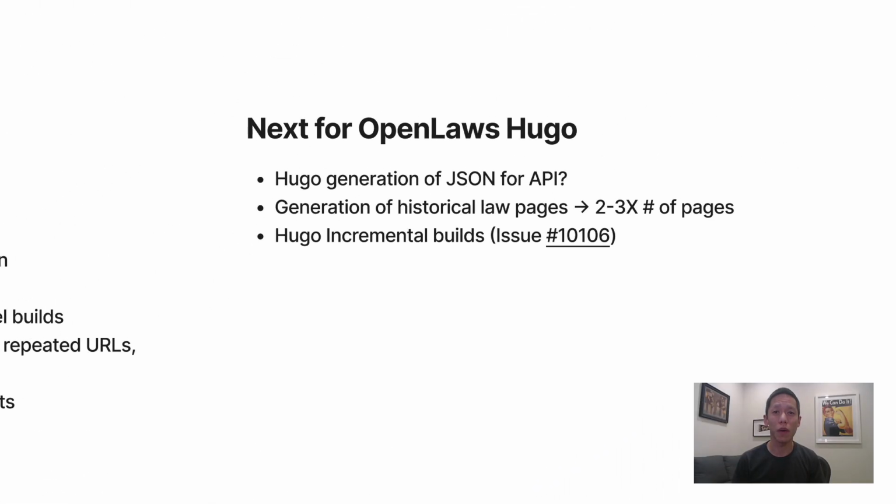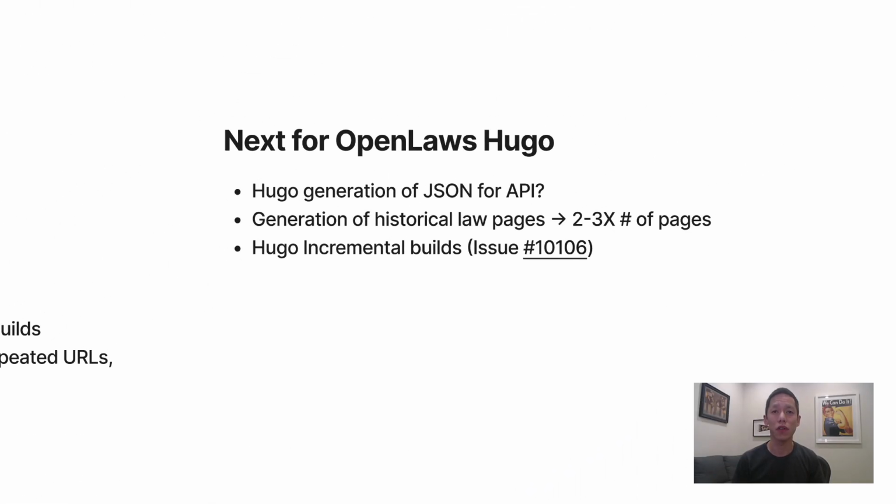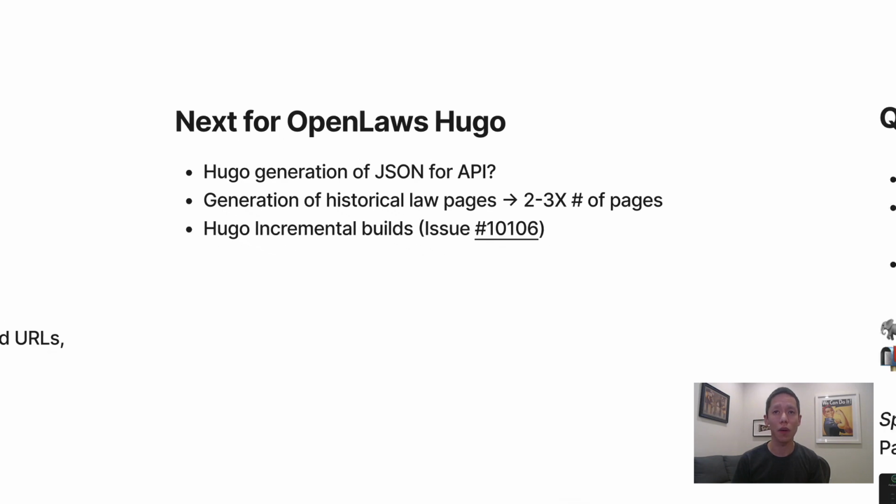OpenLaws is very much a work in progress. We'd love to see if Hugo could also take over portions of our JSON API that are backed by Rails today, and also increase the number of pages we generate when we start to cover historical law pages.